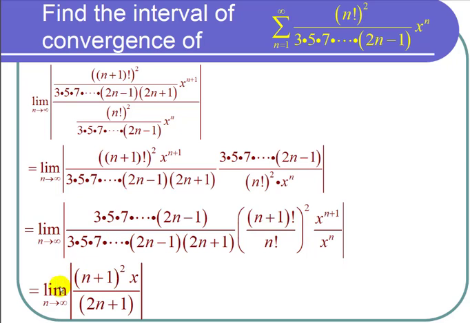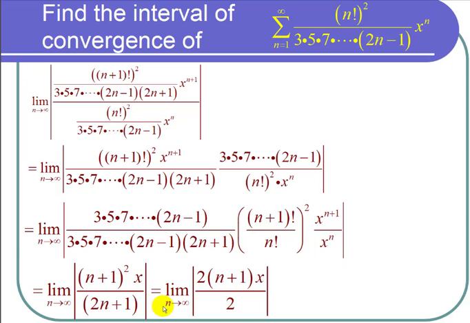So what I'm left with is the limit as n approaches infinity of (n plus 1) quantity squared times x over 2n plus 1. If I plug in infinity, I get infinity over infinity, and I can invoke L'Hopital's rule and take the derivative of the top and the bottom. The derivative of (n plus 1) squared is 2 times (n plus 1), and then I still have my x. The derivative of 2n plus 1 is just 2. Now if I plug in infinity, I get infinity over 2, and that's just infinity.